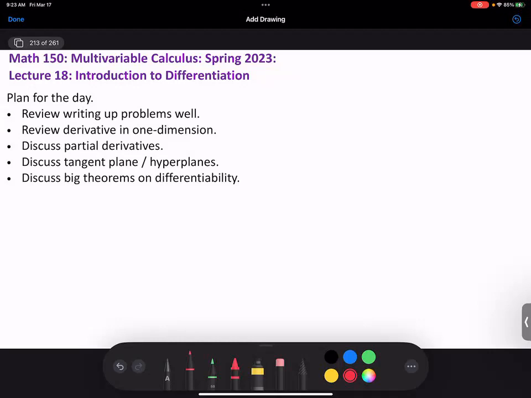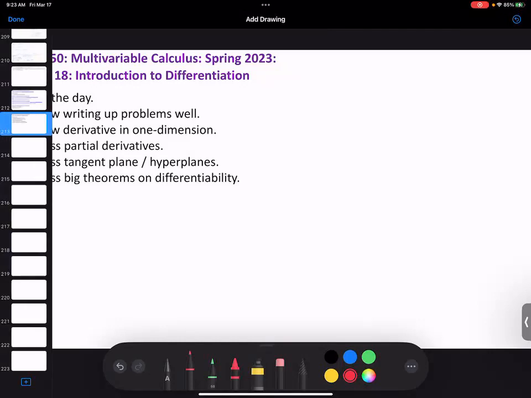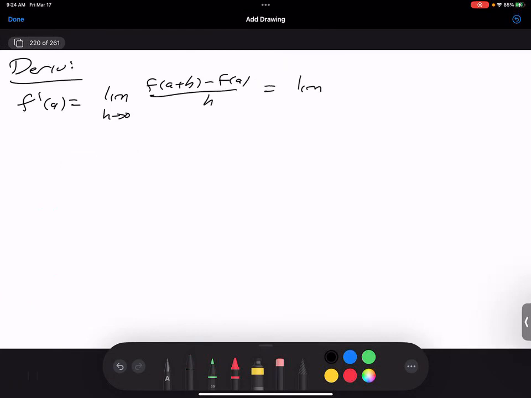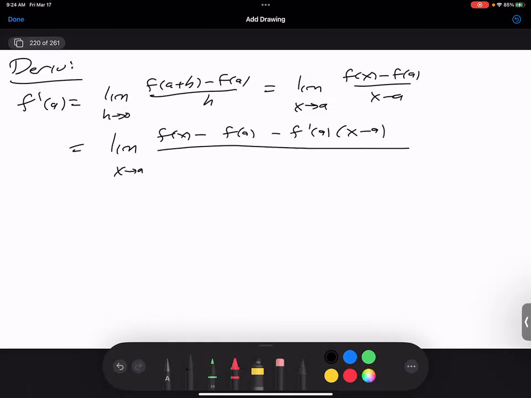And then the other way of writing it was to talk about the tangent line. And so this was another way to discuss the derivative. So f prime of a is the limit as h goes to 0 of f of a plus h minus f of a over h. It could be the limit as x goes to a of f of x minus f of a over x minus a. And it could also be the limit as x goes to a of f of x minus f of a minus f prime of a times x minus a, over x minus a, and that limit equaling 0.